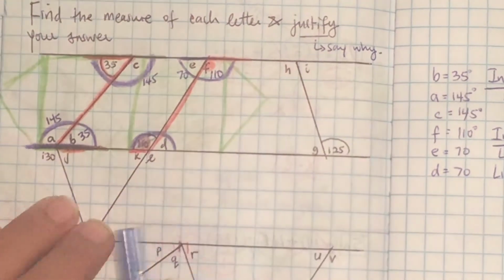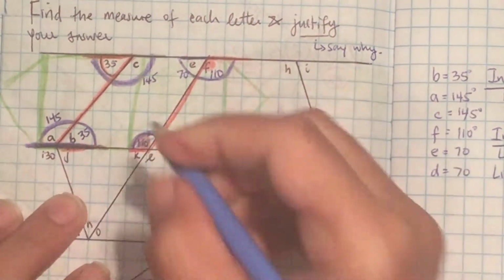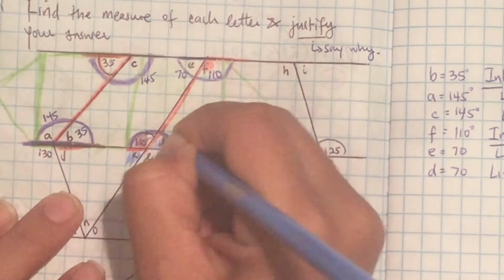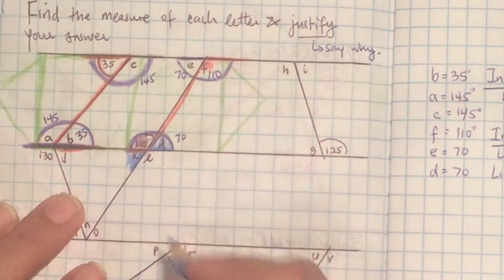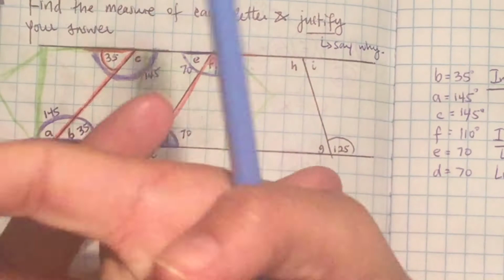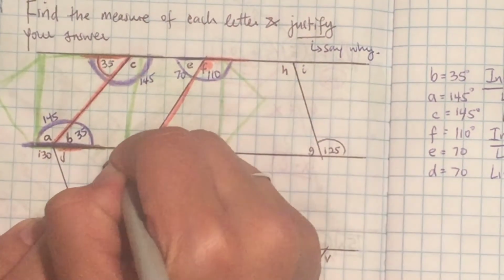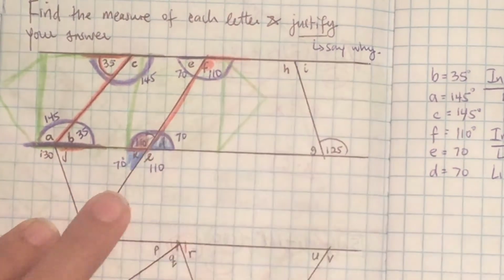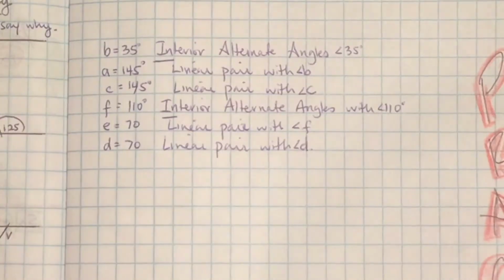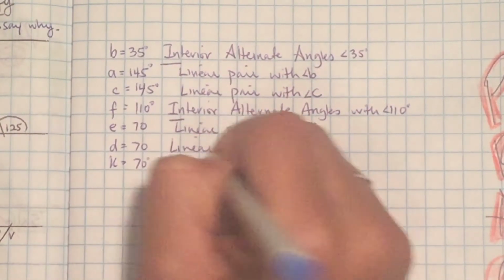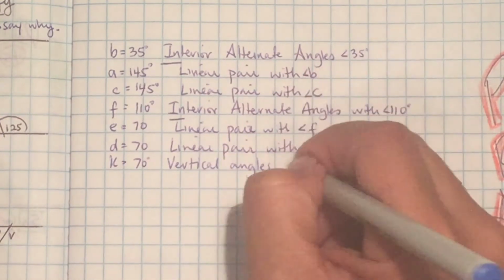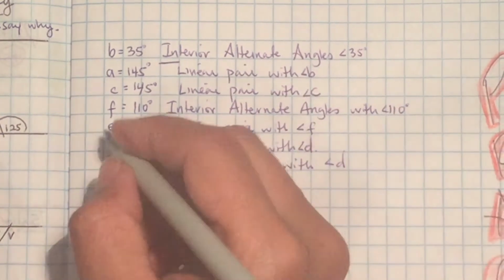Alright, we could do L. Those D and L are vertical angles because you can see the folding V. So K is 70 because it's vertical angles, and then L is 110 because it's vertical angles with the 110. This is a listening check. Box K equals 70.